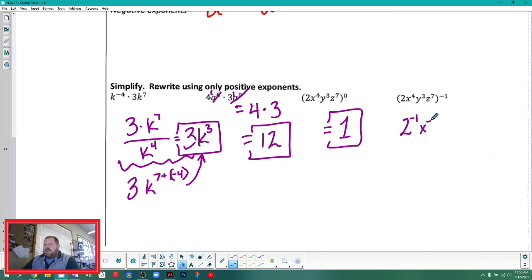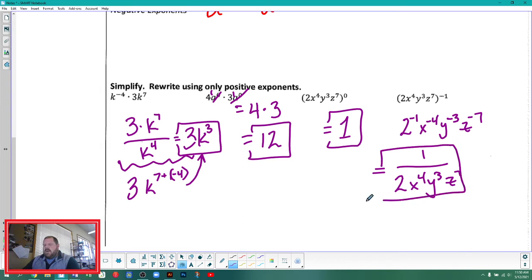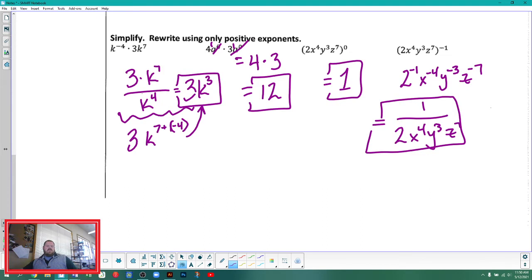4 times negative 1 is negative 4. 3 times negative 1 is negative 3. And 7 times negative 1 is negative 7. I could do this, but then I also have to think about all these are negative, so they're all going to go in the denominator. 2, x to the 4th, y to the 3rd, z to the 7th. And that's just following the rule of negative exponents.